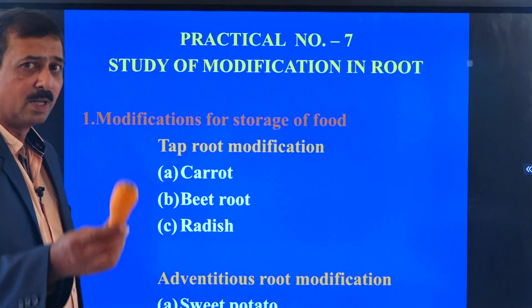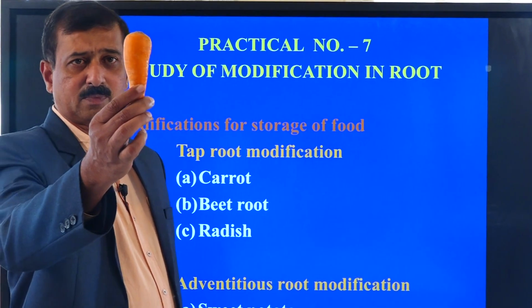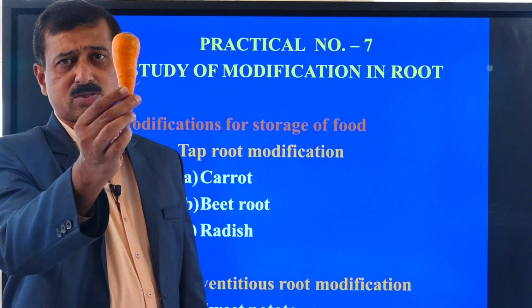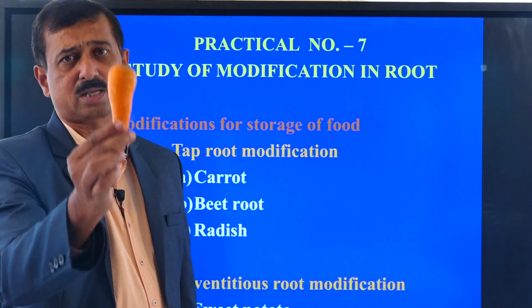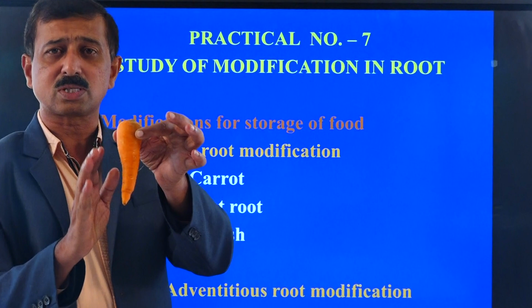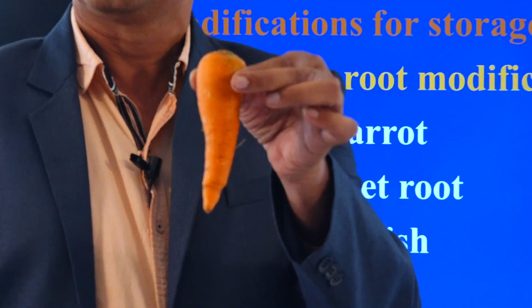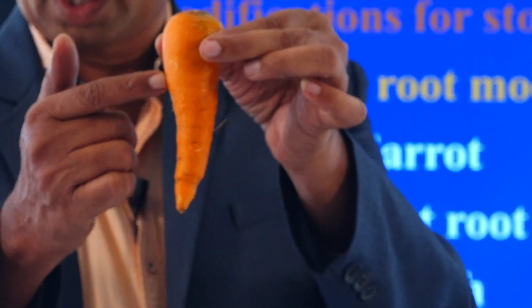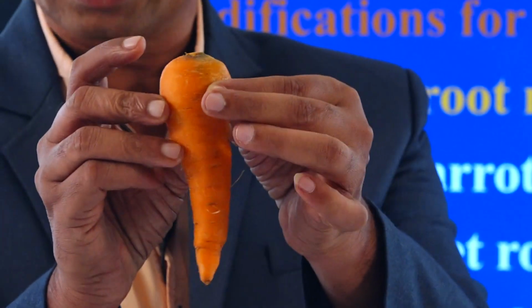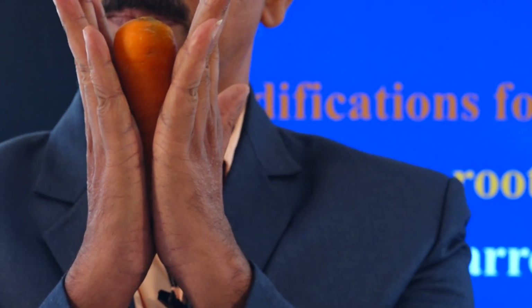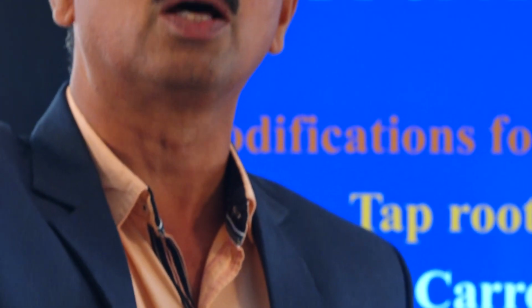See here, this one is carrot. This carrot looks to be a stem, but it is not a stem because it has no nodes and internodes. Hence it is a root. This root shows the presence of food, hence it is bulged in cone shape, hence it is a conical root.